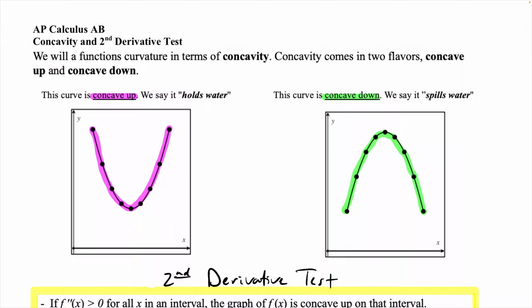Okay, if it's not concave up or concave down, it's a straight line. It's just a straight line. So it doesn't matter what the function is, it's going to have either concave up, concave down, or no concavity, zero concavity. Okay, so these are two examples of concave up, concave down.